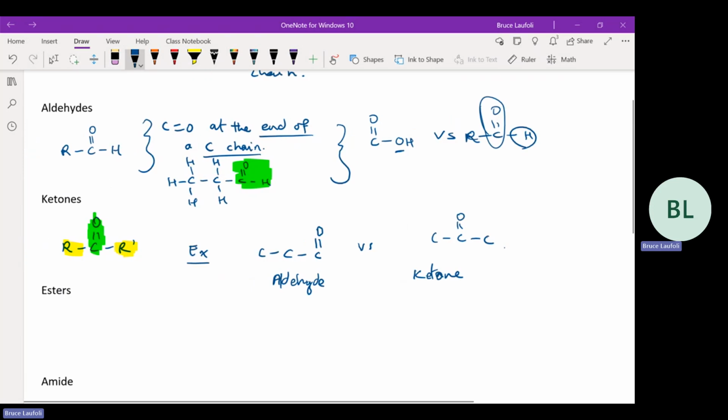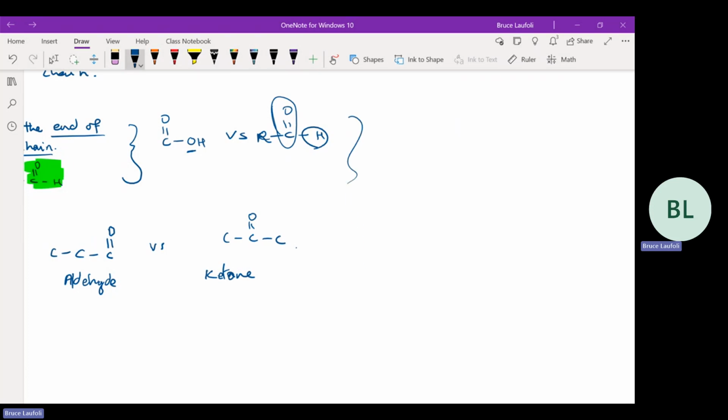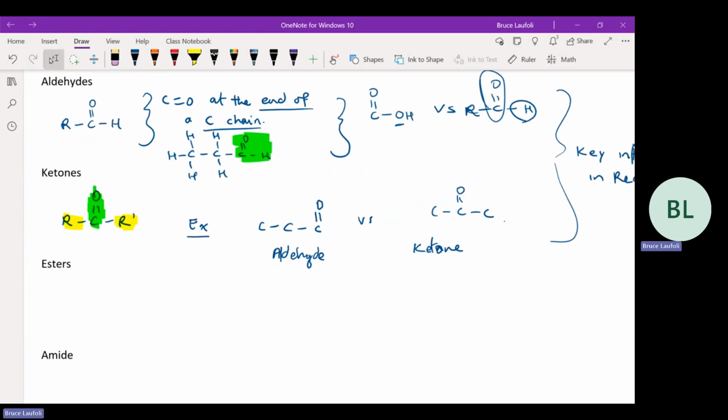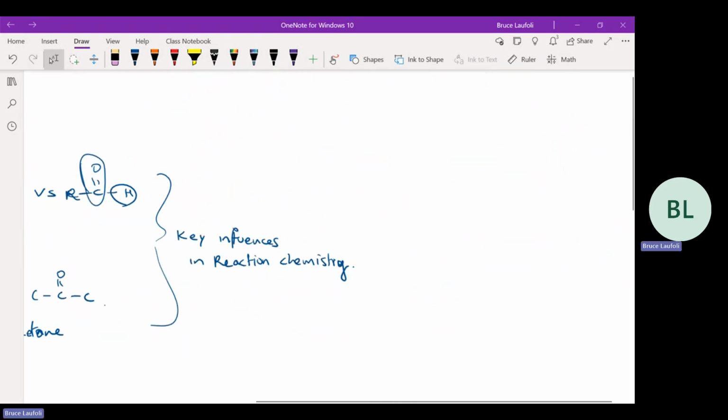Okay. Now I won't go over any reactions, but this has some key influences in reaction chemistry. Okay, so we'll come back a bit to that later. This is redox, by the way, redox chemistry.